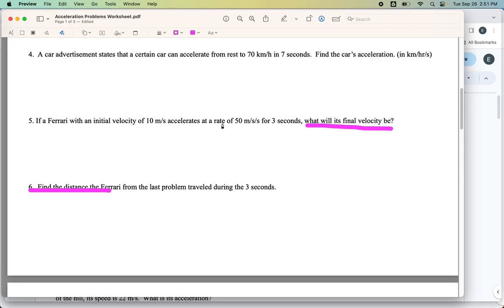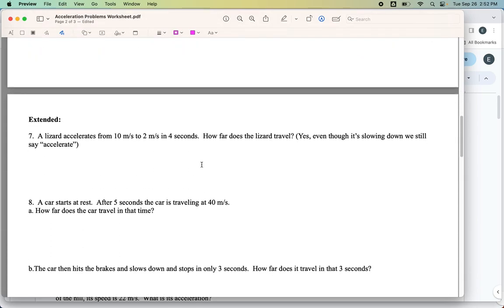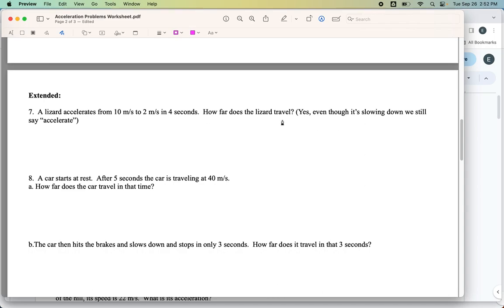And you have the acceleration. So here's the acceleration. You have an initial velocity. You have a time. So you have to plug a lot of things into that x equals equation. Okay. This one right here, how far does the lizard travel? One thing to pay attention to is that your final velocity here is less than your initial velocity.